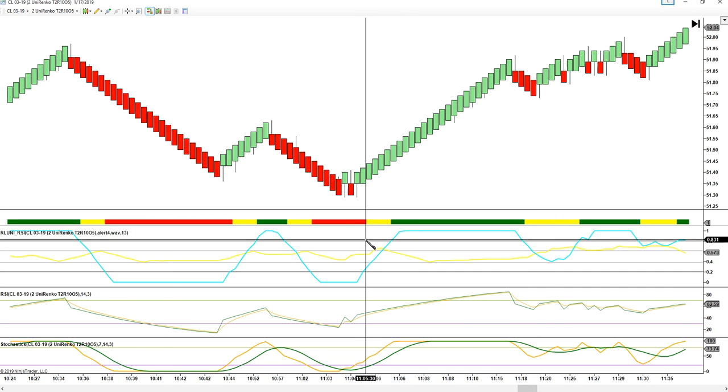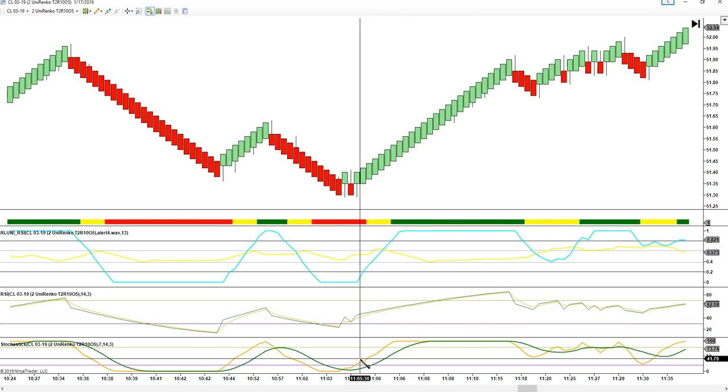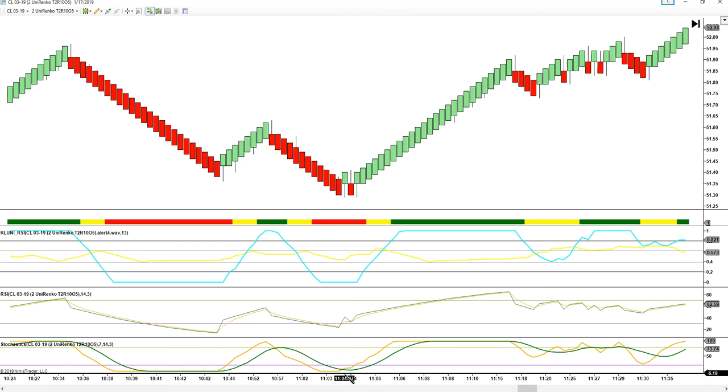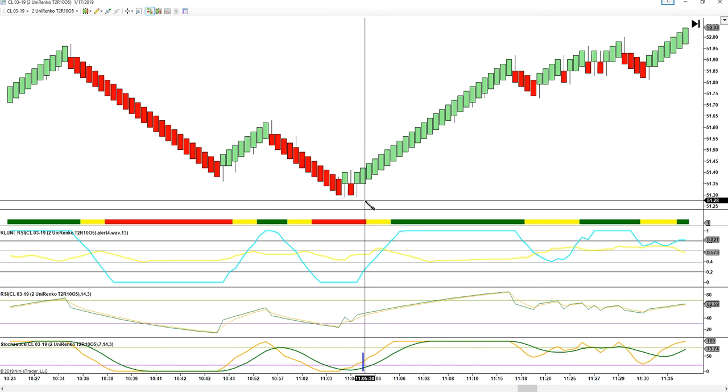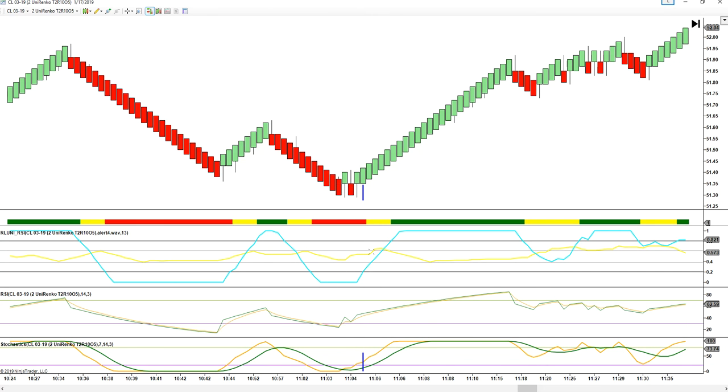And we're going to get right here. Let's take a look at the stochastic. Now the stochastic is going to move up, and you're going to take that trade. The entry is going to be right here. It's a good entry. Relative strength, zilch.